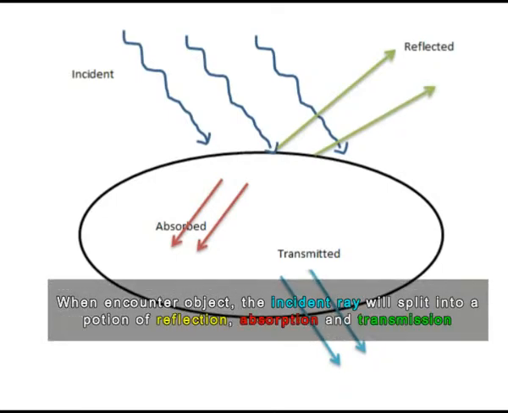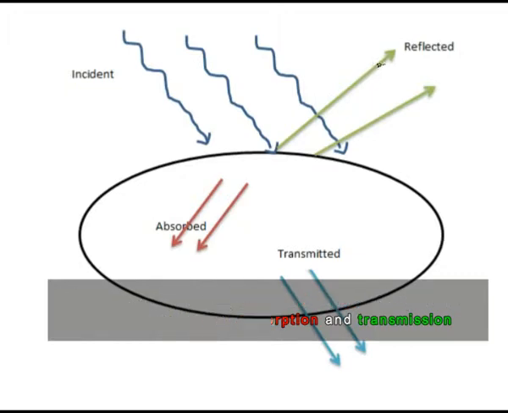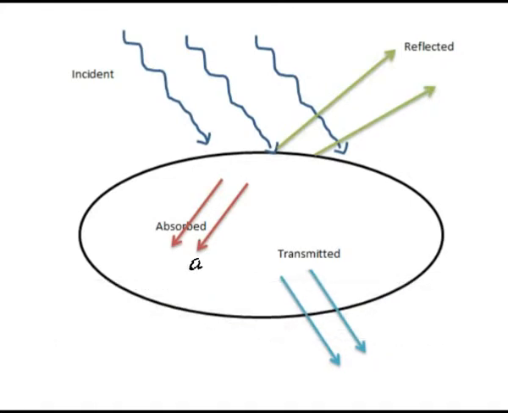A part of the radiation will be reflected, and the symbol for reflection is rho, and a part of the radiation will be absorbed. The symbol for absorption is alpha. The portion that has been transmitted has the symbol tau.